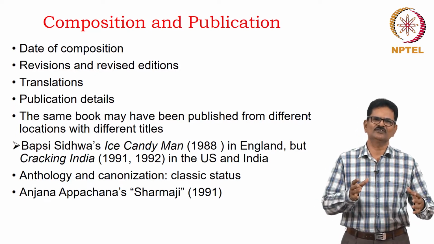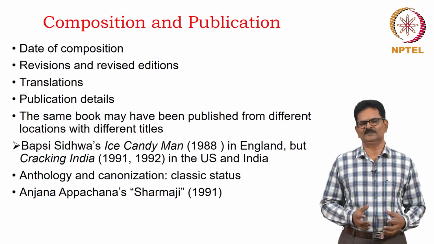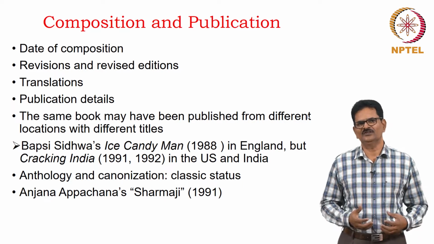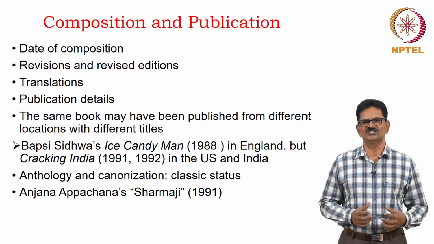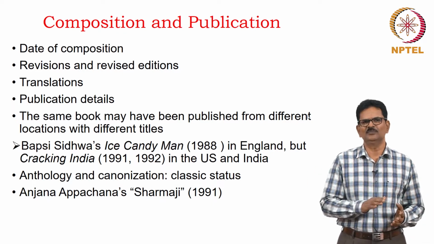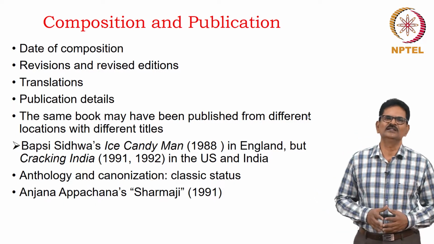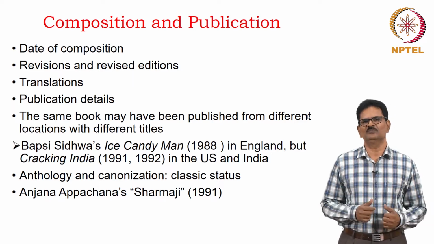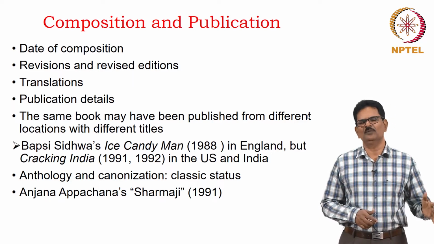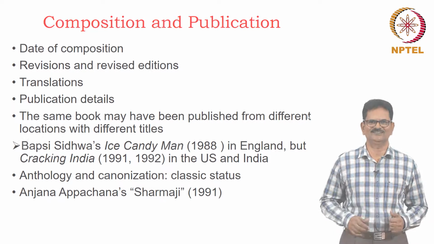Sometimes some pieces of writings are grouped, compiled in some anthologies, and this process of anthology making contributes to making the canon of literature. So one piece of writing achieves a classic status. We have an example in the case of Anjana Appachana's short story Sharmaji, which was published in 1991. It has been published in many anthologies and it has become a classic short story for us.